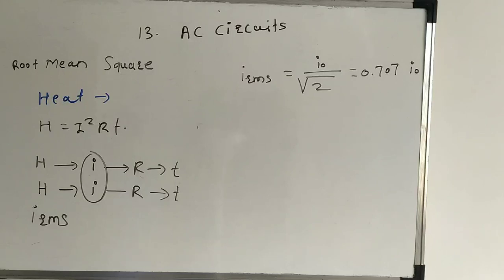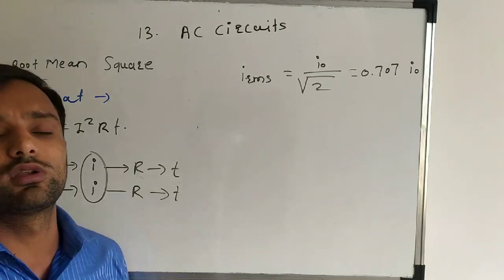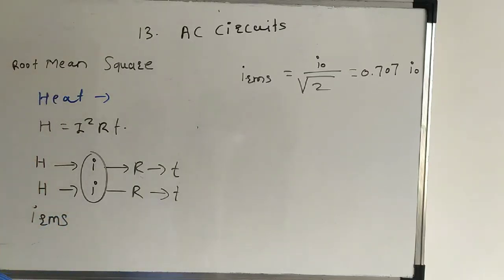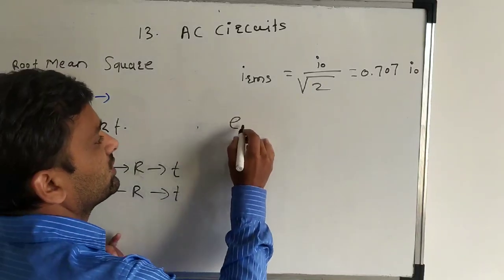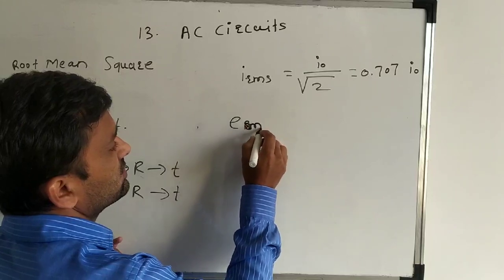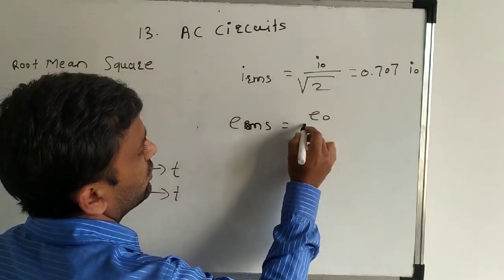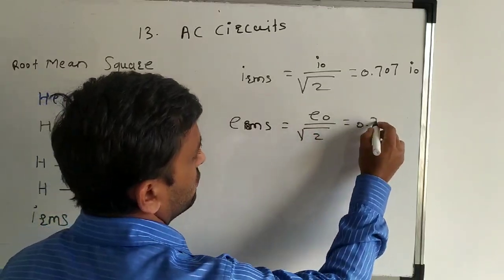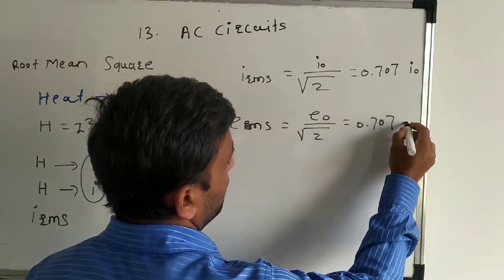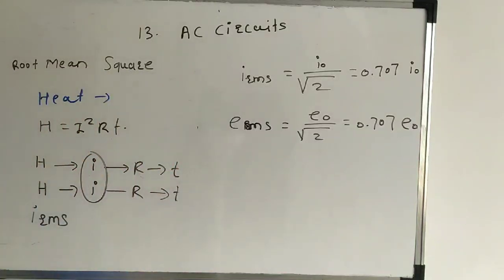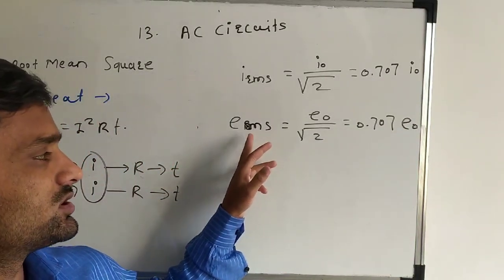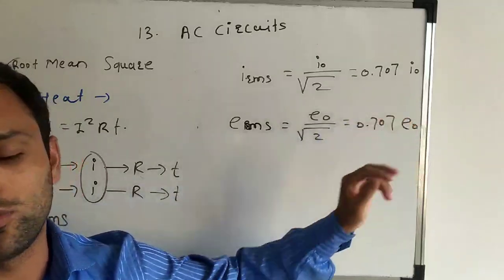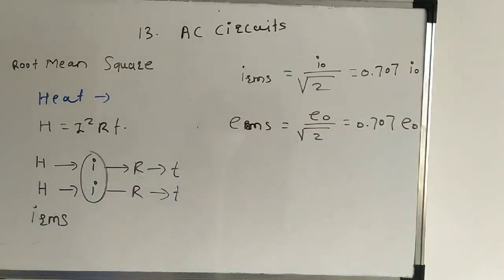Root mean square value of current is equal to 0.707 of I naught. Now similarly, how can we write the same equation for ERMS, that is root mean square value of EMF? Then we can write the formula ERMS is equal to E naught upon root 2, which is equal to 0.707 of E naught. So this is the relation between IRMS, ERMS and the peak value of current and EMF.